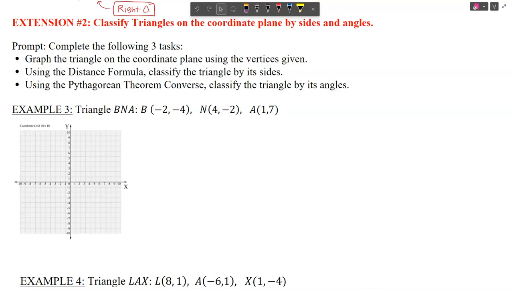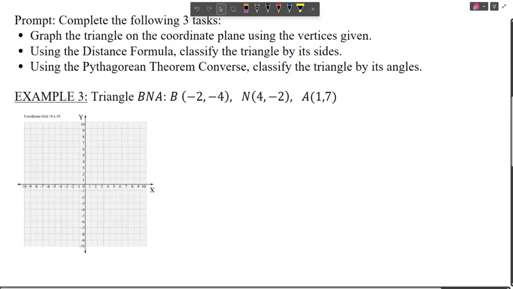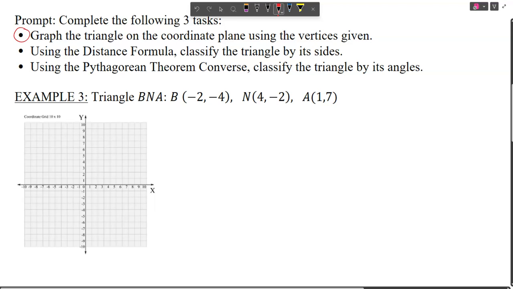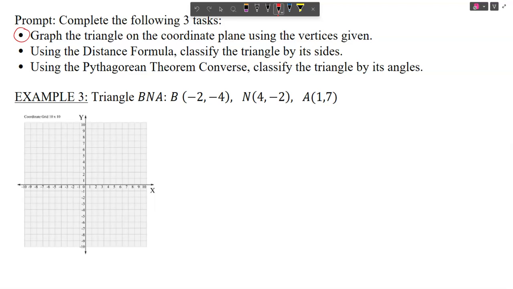When we first learned how to do this, if you were given a triangle, we would first graph the triangle on the coordinate plane using the vertices given. For example 3, I'm going to plot my points. Here's point B. Point N is 4 over, up 2. And lastly, A is over 1, up 7. So there's my triangle. Let's connect those dots.